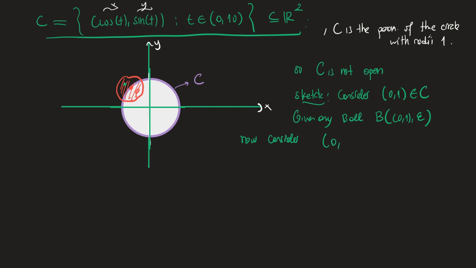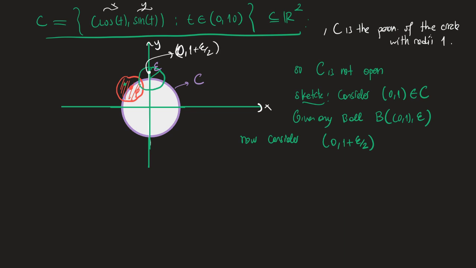The point (0, 1 plus epsilon over 2). As you can see, this point will lie on this ball. Okay, so I'm considering the new ball for convenience. So I'm considering the following ball. This is my radius epsilon, and this would be my point, this is my point (0, 1 plus epsilon over 2).